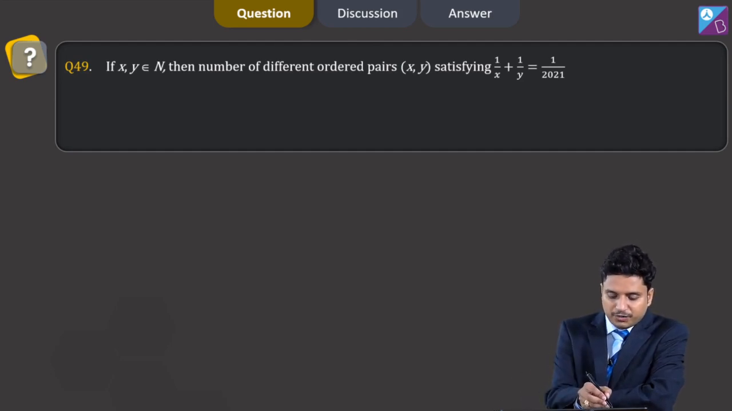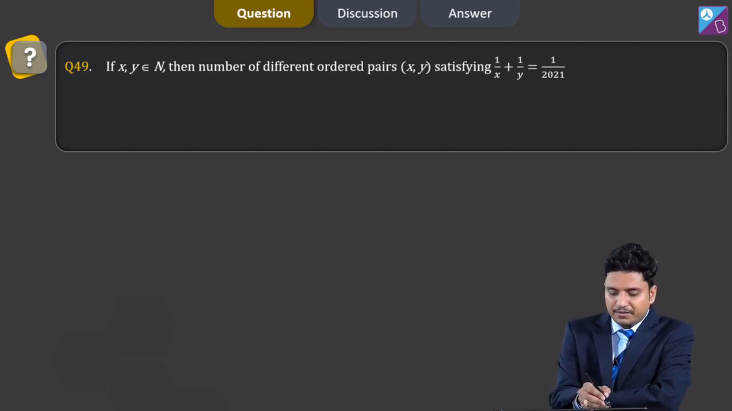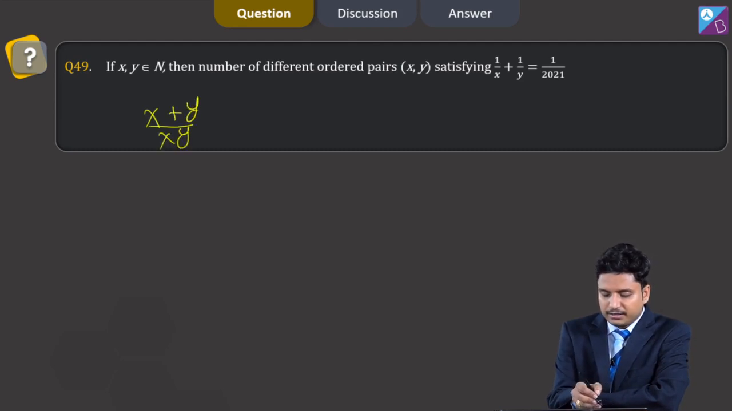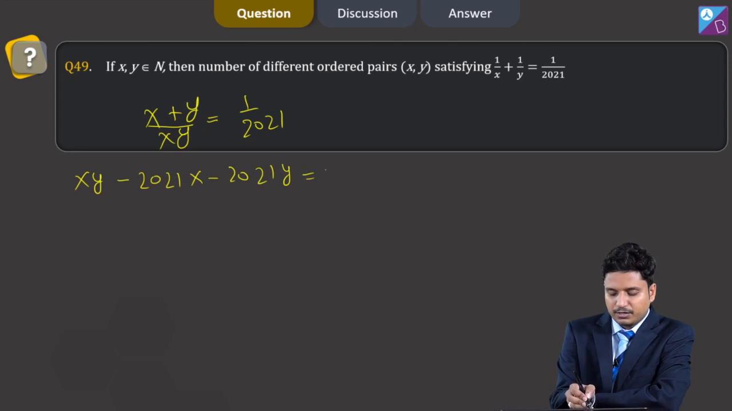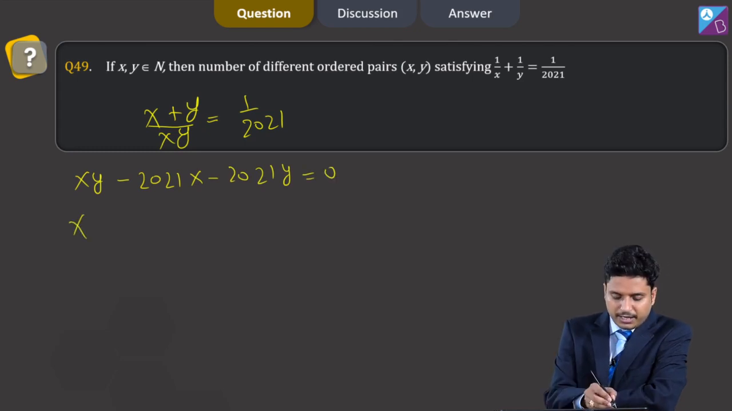So what is the situation? If we take the LCM, it will be (x plus y) upon xy, and this is equal to 1 upon 2021. So the equation will be xy minus 2021x minus 2021y is equal to 0. So this is x into (y minus 2021).